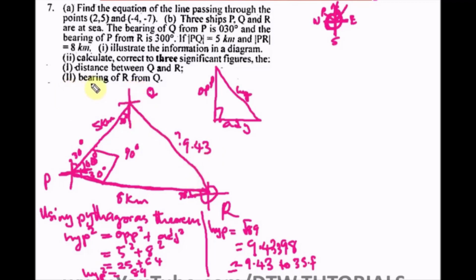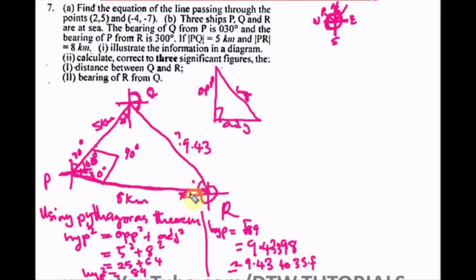So the next question, part II, says we should calculate the bearing of R from Q. The bearing of R from Q is this angle from here to here. We know that from here to here is 90. So we don't know this angle here, and to know it, we need the angle from here to here, that's this whole angle. We already know this part as 30 degrees. So we need to find this angle here.